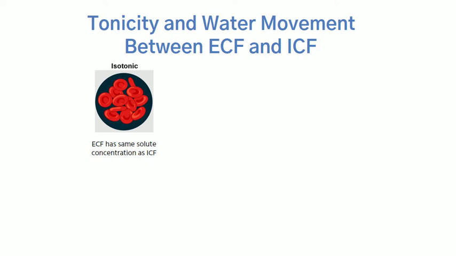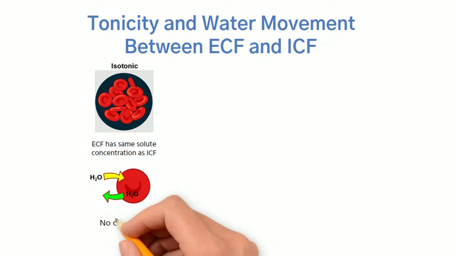In an isotonic solution, water movement into the cell equals water movement out of the cell. Thus, there is no change in cell size.